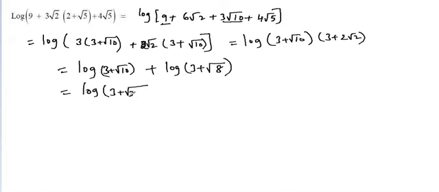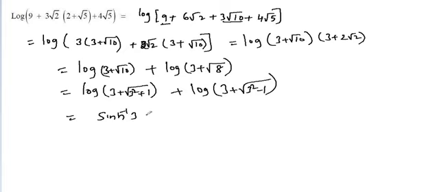is written as log of 3 square plus 1, that is 9 plus 1, plus log of 3 plus root 8 is written as 3 square minus 1, that is equal to, this value is sin h inverse x, this is sin h inverse of 3, plus log of 3 plus square root of 3 square minus 1 is cos h inverse of 3. That value is equal to sin h inverse 3 plus cos h inverse 3.